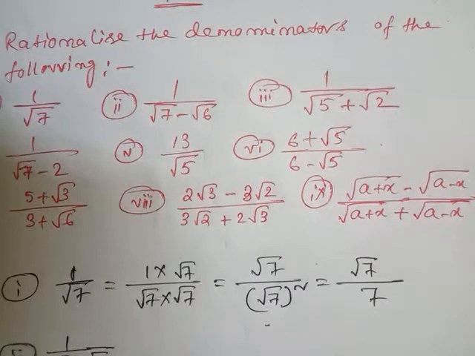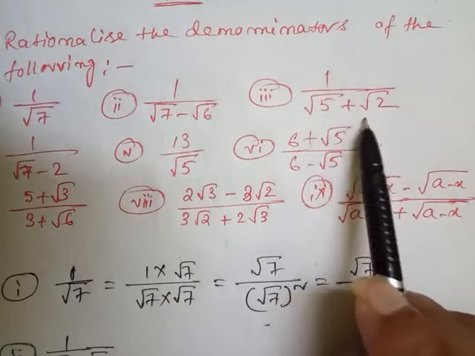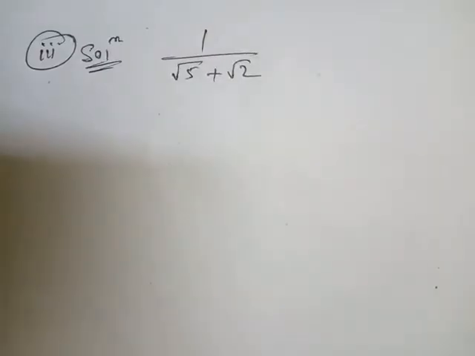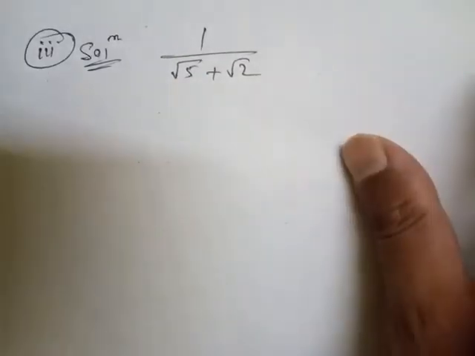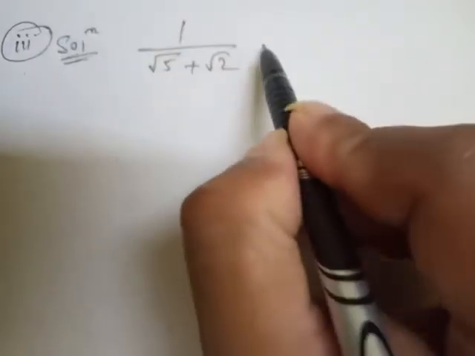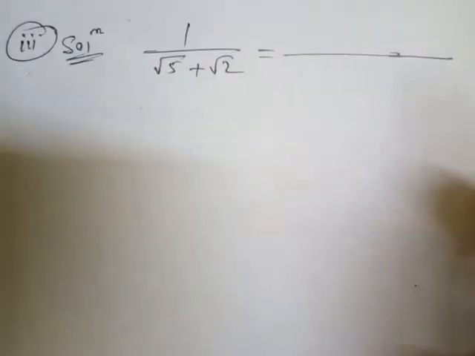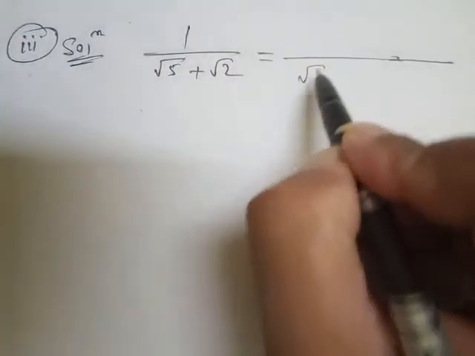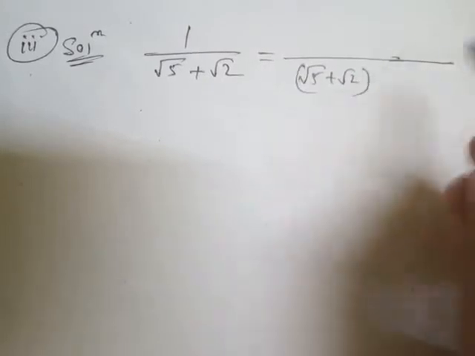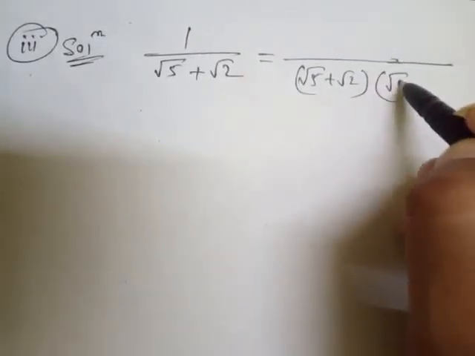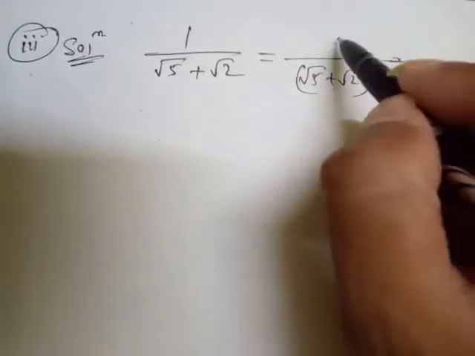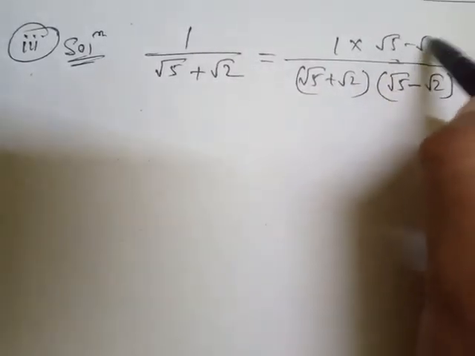Now student, the next question is Roman 3, 1 by root 5 plus root 2. Now this one I am going to solve. Look how to solve this. Now student, here also we are going to rationalize the denominator. Now look here, 1 by root 5 plus root 2. Now we'll multiply both the numerator and the denominator with minus, so 1 into root 5 minus root 2.